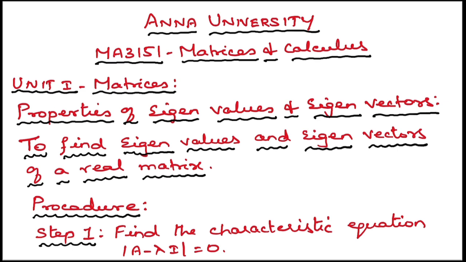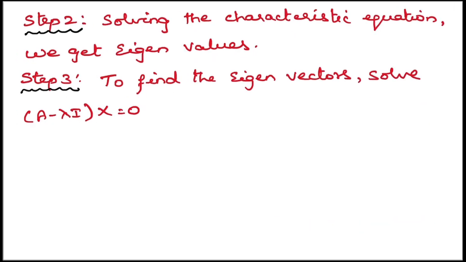First step, find the characteristic equation, determinant of A minus lambda I is equal to 0. Second step, solve the characteristic equation, you get the eigenvalues. And third step, find the eigenvectors. To find the eigenvectors, solve (A minus lambda I) x is equal to 0.